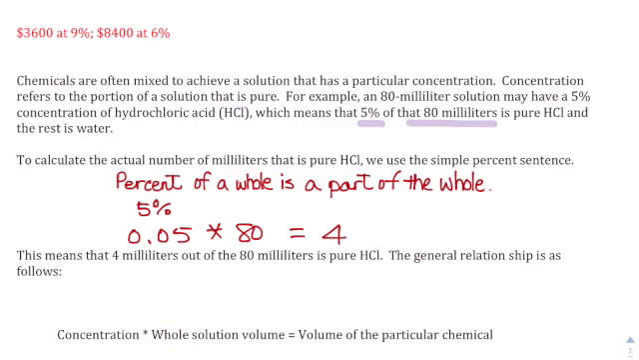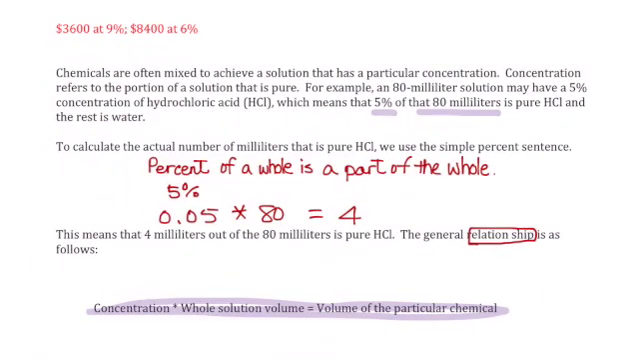All right, so now the general relationship is as follows. Concentration times the whole solution equals the volume of the particular chemical. So this is the formula right here. There's a little tiny typo, I'm sorry, this should be one word. All right, so let's go on and practice a little bit more.